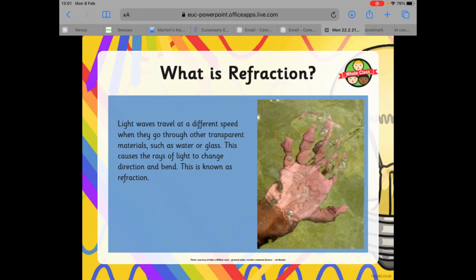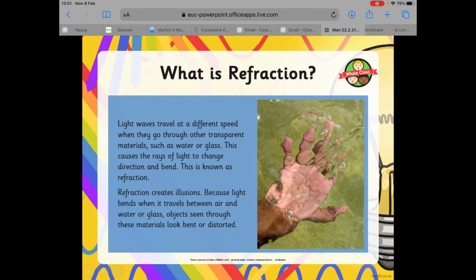So it's to do with light going from travelling through air to light travelling through water or through glass, and it makes the rays of light travel at a different speed, causing them to bend, and it causes these funny sort of optical illusions. Light bends when it travels between air and water or glass. Objects seen through these materials can look bent or distorted.